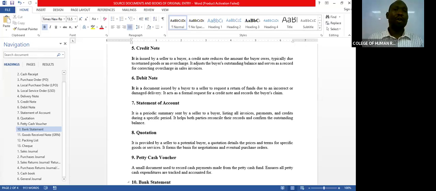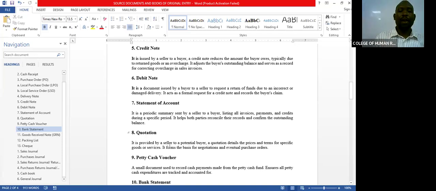Then there is a document we call the quotation. The quotation is normally a reply from the seller to the buyer after the buyer has sent an inquiry about certain goods or services. I had interest in buying certain items, and what I did, I sent an inquiry to that supplier: do you have this and this and this item? What the seller will do is respond to my inquiry by sending me a quotation.